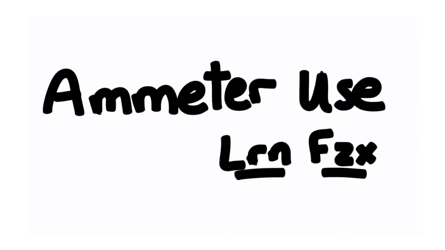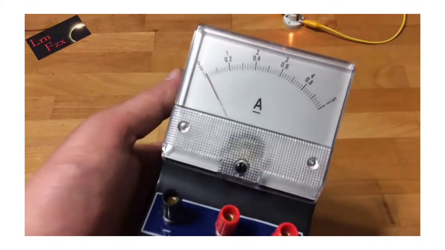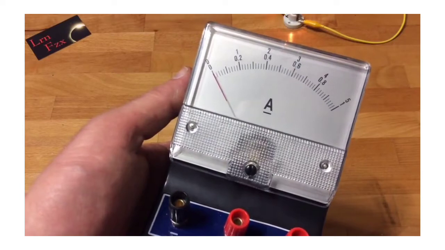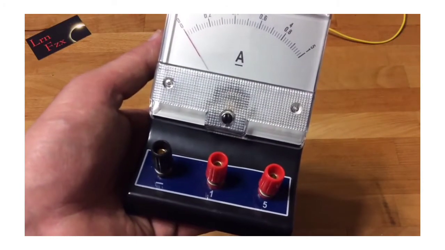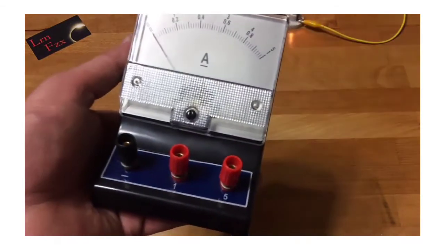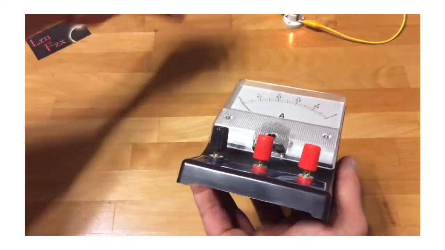This is how to use an ammeter. These instructions work for any basic ammeter, but these are the ones we use in class. Notice the two ranges, similar to the voltmeter. One is the 0 to 5 amp range, the other one is the 0 to 1 amp range. Negative is labeled negative, and it's black.